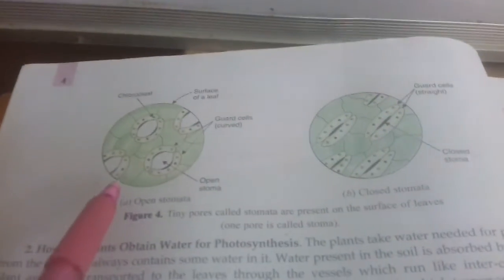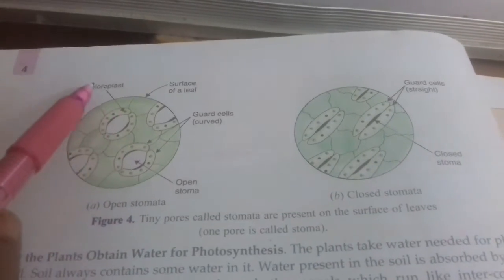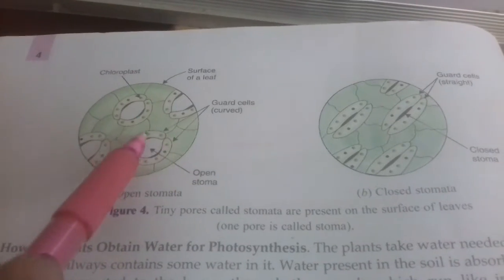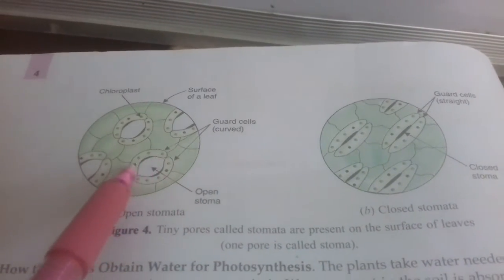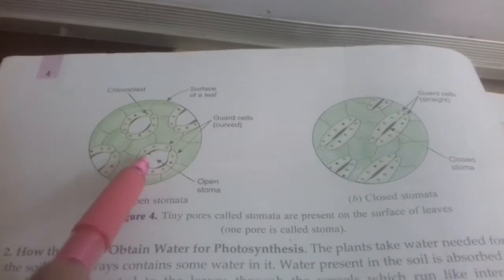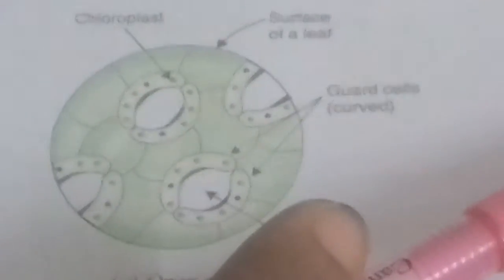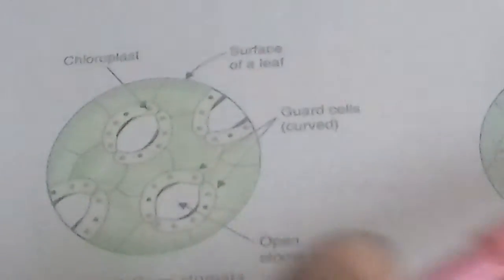This is stomata, open stomata. Here, chloroplast. This is the surface of the leaf. These are the guard cells, and these pores are called stomatal pores. Here it shows open stomata. When the guard cells open their mouth, the stomata opens, and when the guard cells close the mouth, the stomata is closed. Here it shows open stomata and here closed stomata.